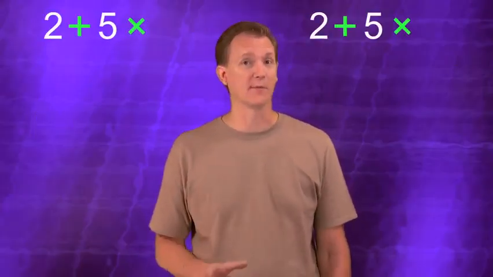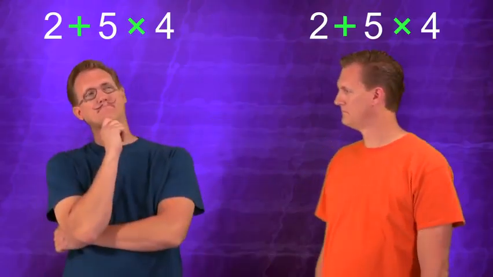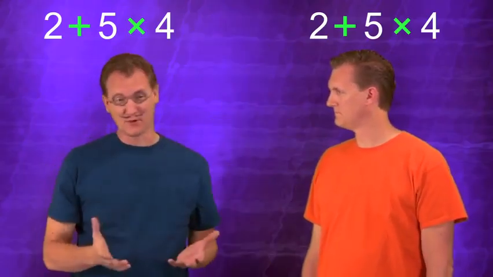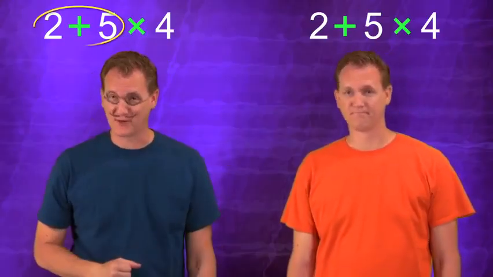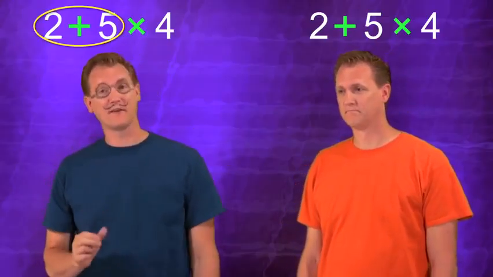And to answer it, we're going to give two totally different people the same math problem to solve. The problem is 2 plus 5 times 4. I like addition better than multiplication, so I'm going to do that first. Let's see, 2 plus 5 gives us 7, and then I just multiply that 7 by the 4, and I get 28. That was easy, but you'd better not copy my answer.